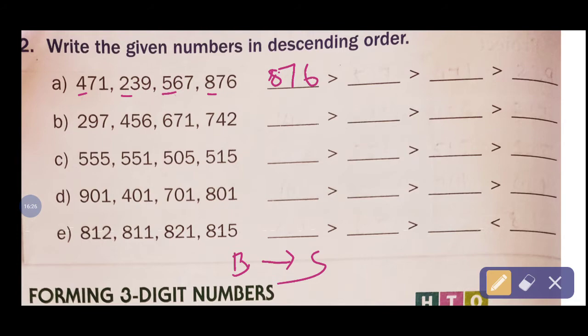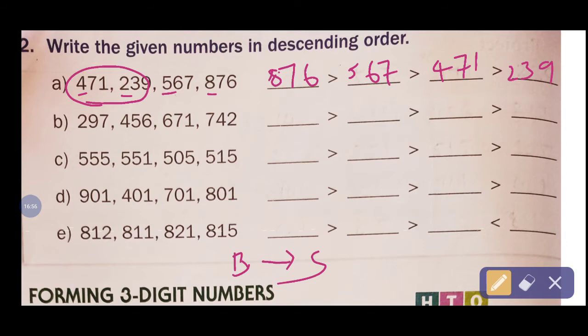Okay. Then after which, in these 3, which is the greater number? 5 is the greater number. That means 567. Then in these 2, which is the greater number? This 2. Right? 471. The last number is 239. Clear now? All of you understood now? Very simple, very easy.